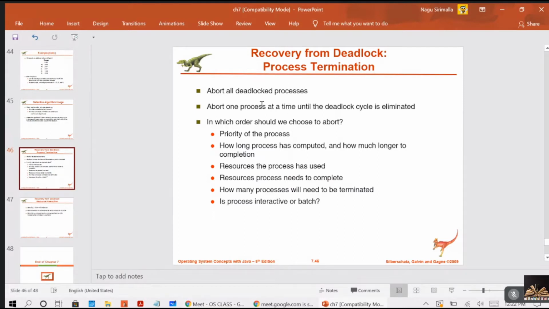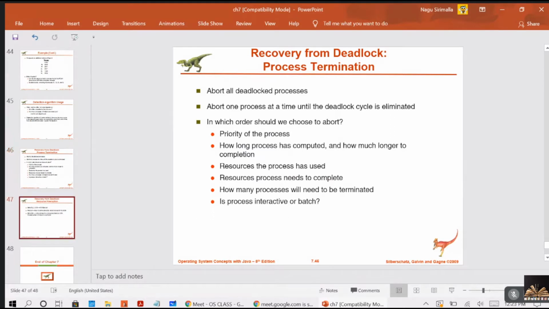For termination also, you use these two things. One is abort all deadlock processes. You can abort all the deadlock processes, or else you can abort one process at a time until the deadlock cycle is eliminated. Many factors may affect which process is chosen for preempting. If you want to go for preempting the resources from the process, these are the factors you are supposed to consider.